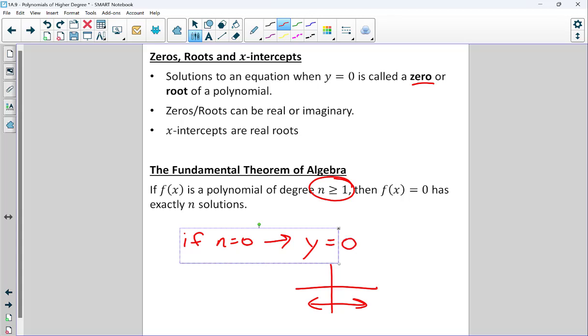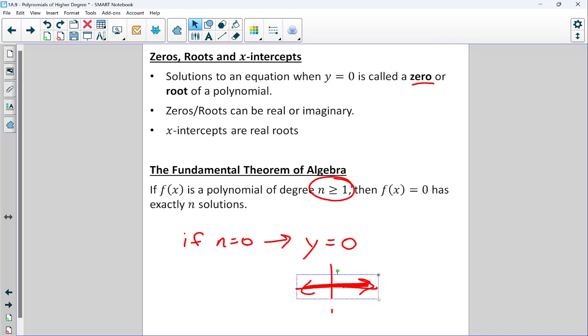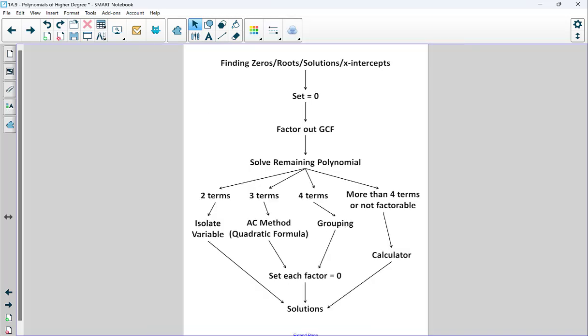Problem is, what if the function was y equals 0? If the function is y equals 0, it's still 0th degree because it's x to the 0, but it has infinitely many x-intercepts. Every possible value of x is an x-intercept. Y equals 0 has infinite x-intercepts, yet it's degree 0. So we fix this issue with the rule by simply saying, okay, well, this rule is only true for degrees 1 and higher. All right.